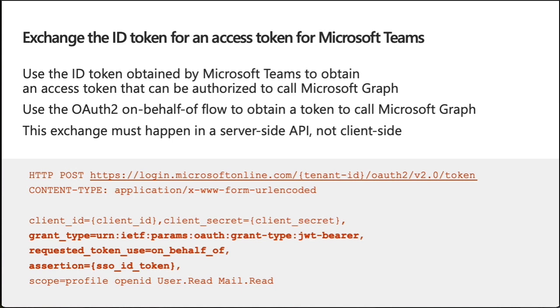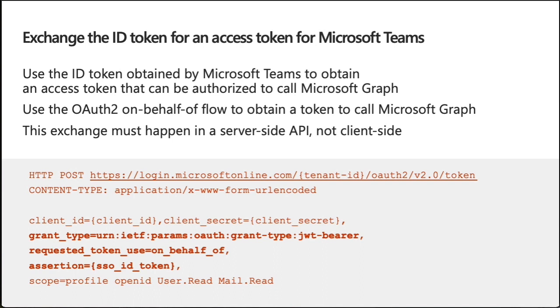This request is going to be sent to the token endpoint, which is the /token endpoint for my specific tenant. The tenant ID, where you see it listed there, is tenant-ID in the curly brackets. I can actually get that value from the TID claim that's included in the ID token that's received from Teams as the initial bootstrap token.